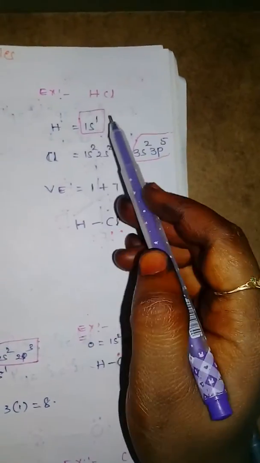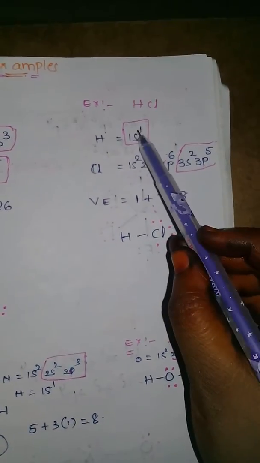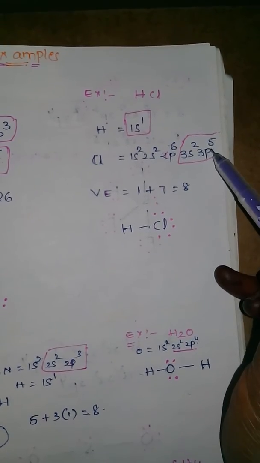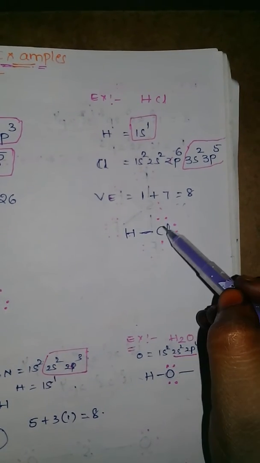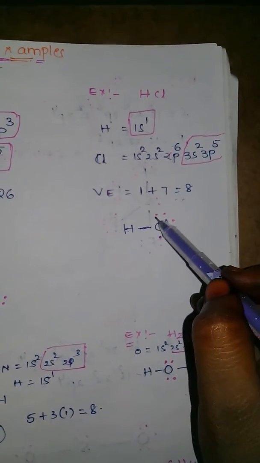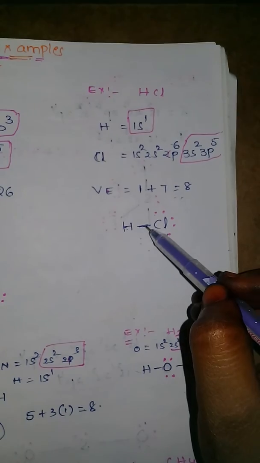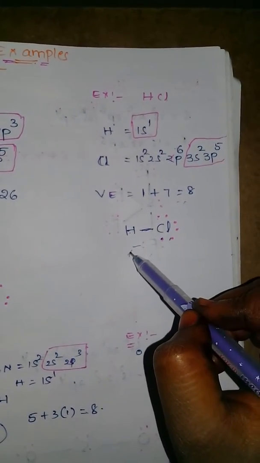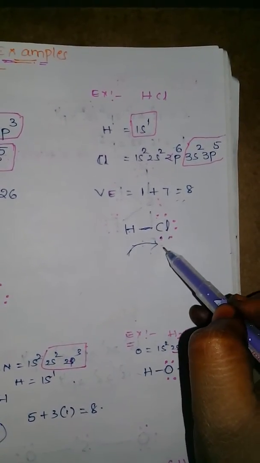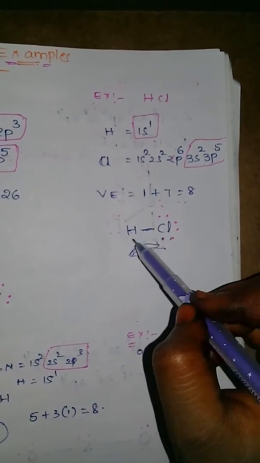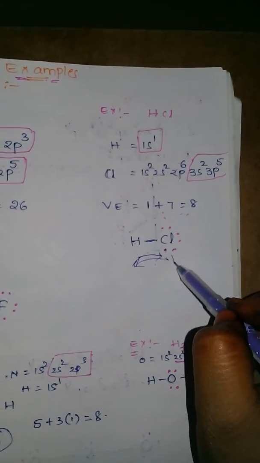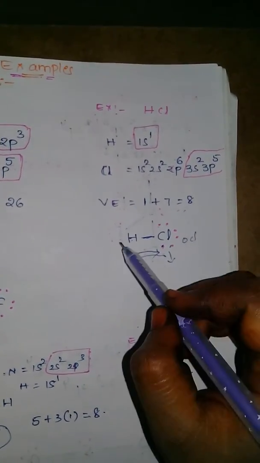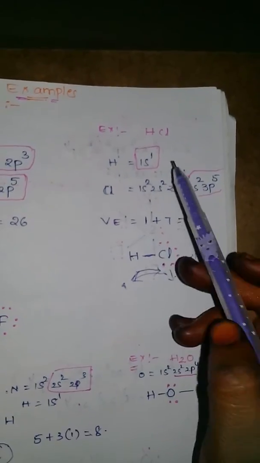And then HCl. Hydrogen has 1 valence electron and chlorine 7, total 8 electrons. Hydrogen attains a duplet structure, and chlorine gets 8. Hydrogen gives 1 electron to chlorine, and chlorine also gives 1 electron to hydrogen. Mutual sharing of electrons takes place. So chlorine attains the octet structure and hydrogen attains the duplet structure.